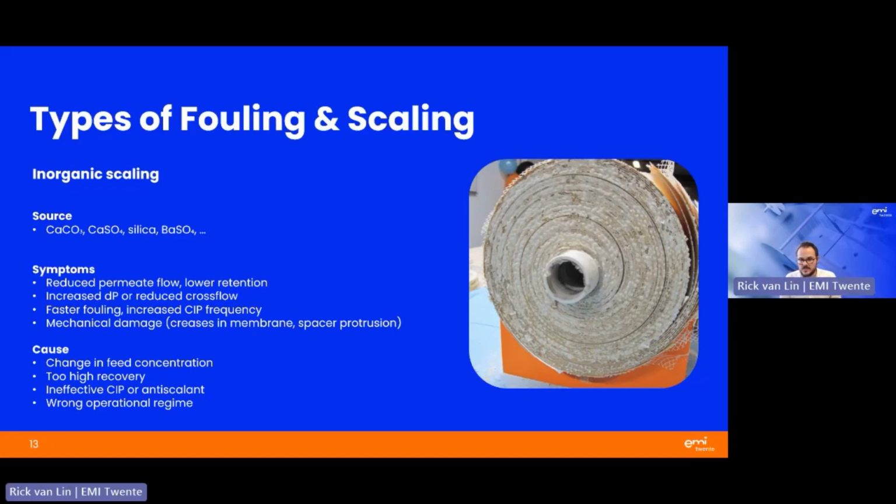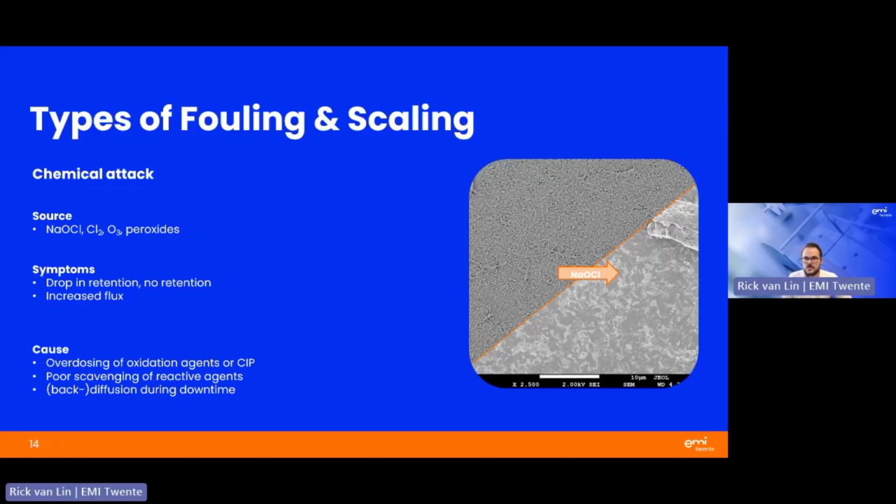And in addition to fouling and scaling, there's also another potential cause for membrane failure, which is the chemical attack. Caused by, for example, sodium hypochlorite, chlorine, ozone, peroxide. And this will lead to a large drop in retention of solutes, even leading to eventually no retention. And typically this also comes with an increase in flux. And typically this is caused by overdosing of oxidation agents or too strong a CIP, or poor scavenging of reactive agents.